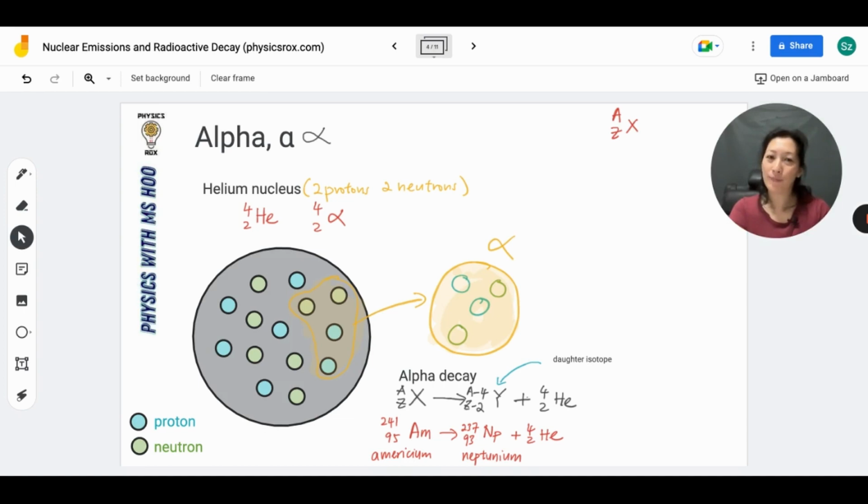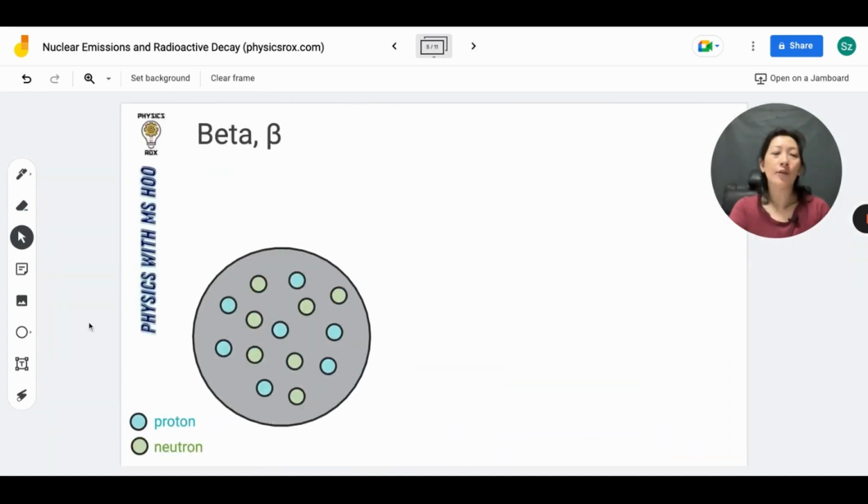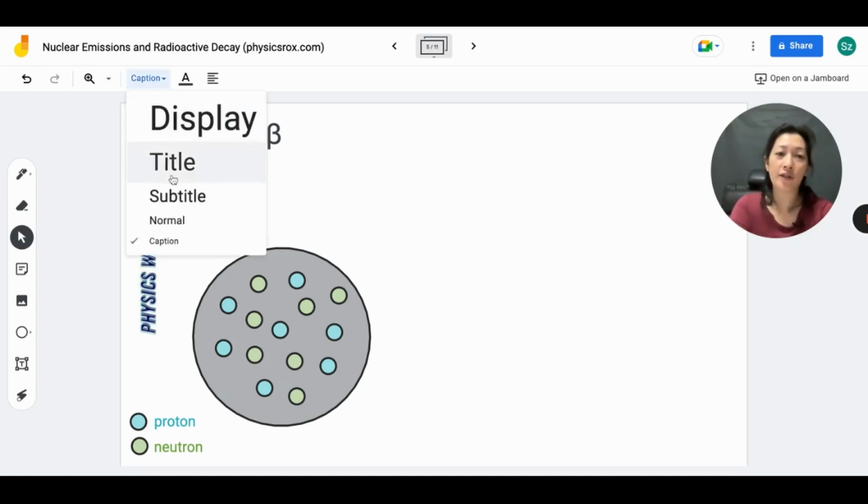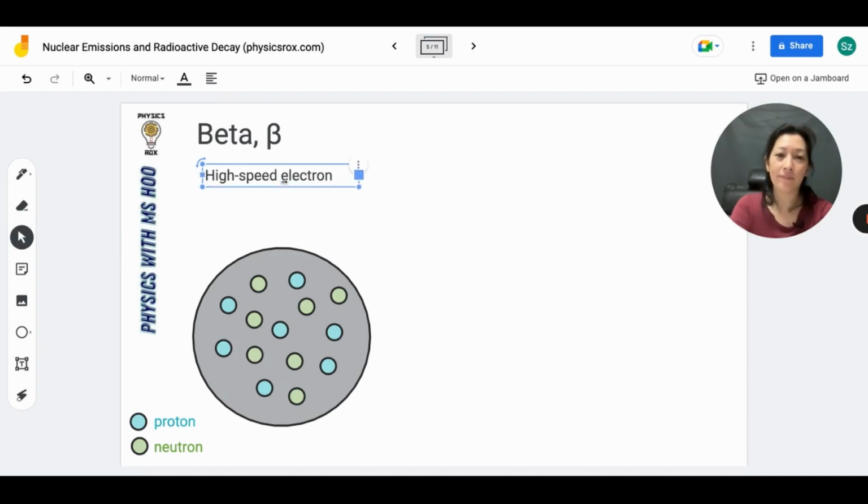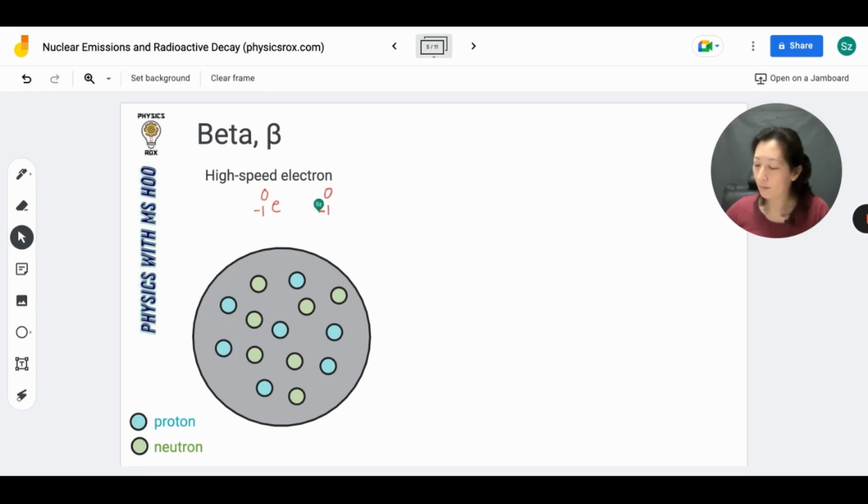Let's move on now to beta. Beta, on the other hand, is actually the same as an electron. In fact, we typically write it as a high-speed electron. Let me make this a little bit larger so that you can see. In terms of the nuclide notation, it's written as 0 minus 1 e. Or you can write it as 0 minus 1 beta.